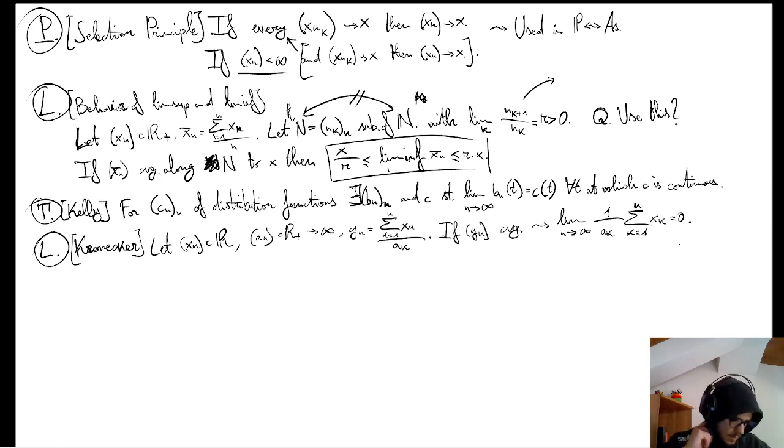Let's try to read it again. So if we have a sequence in R and we have a positive and increasing sequence, and we define yn in this way, if we find out that yn converges, then the limit of this thing goes to 0.